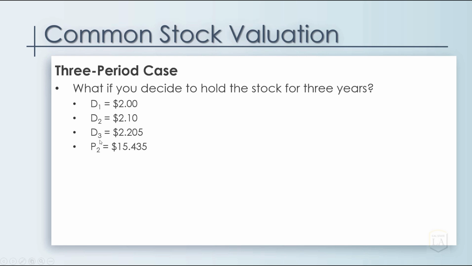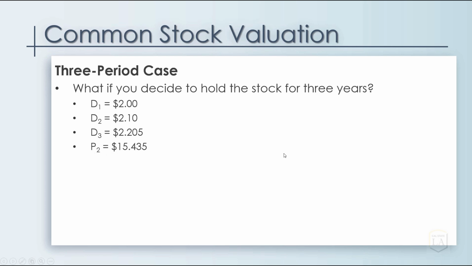And let's suppose dividend 3 is 2.205. Okay, so that's another dividend you will be collecting in year 3. And by the time you are selling it away, it's going to be 15.435. This is supposed to be 3.